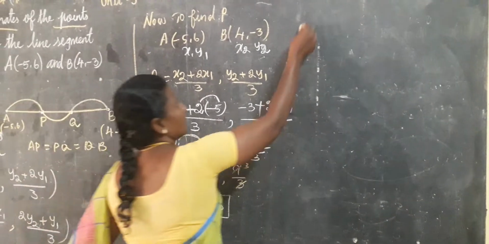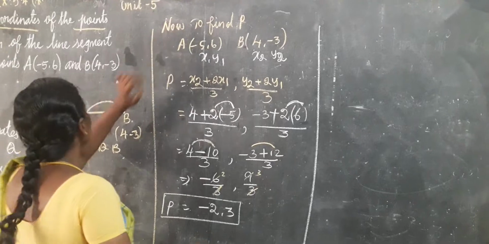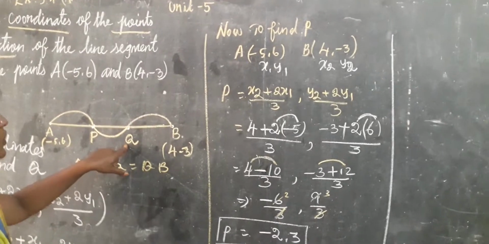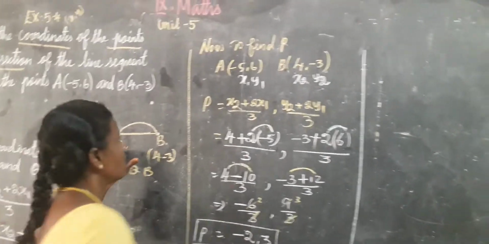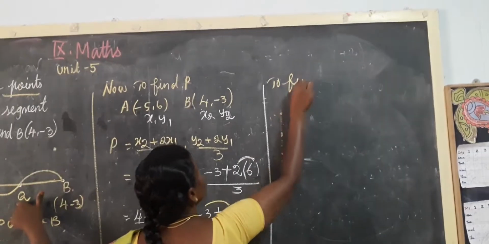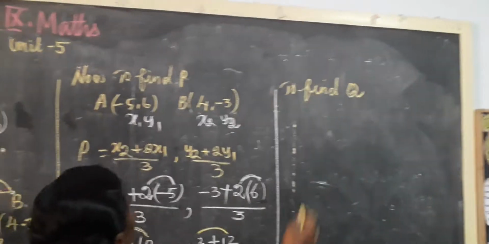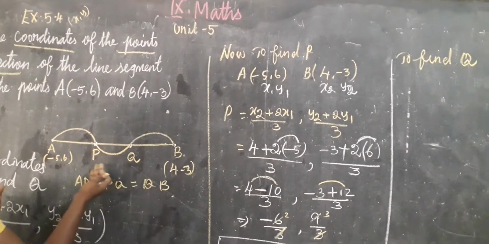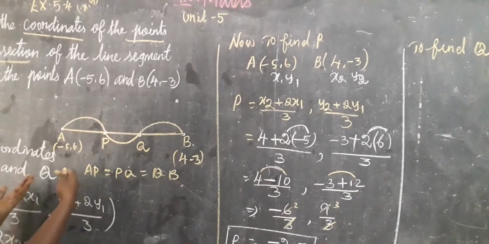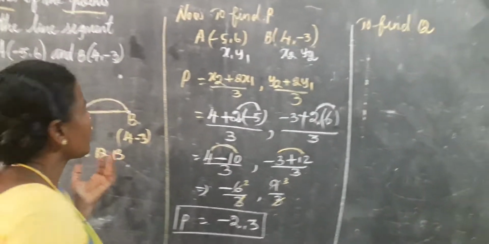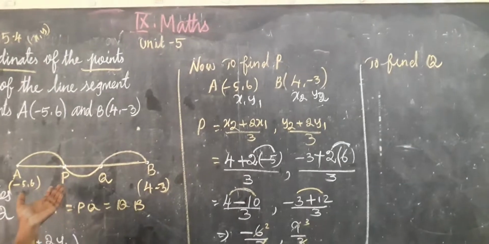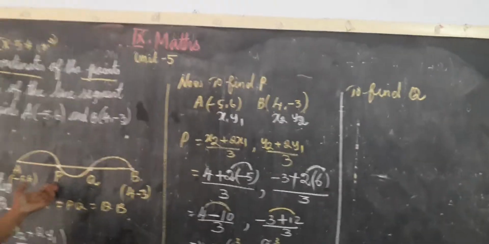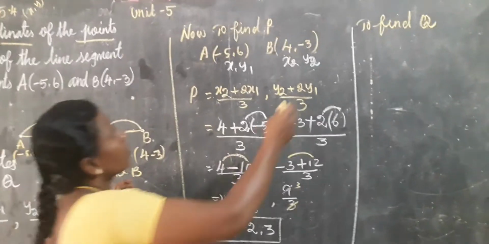This is our aim. Next, we have to find Q, the point of trisection, the other point with coordinates Q. For Q also we have to find the x comma y values. So next, to find Q, if you want, you can replace it with any alphabet letters. C and D also you can write, no problem. I will write P and Q. If you need R, S, T, whatever it may be, you can put the letter here.